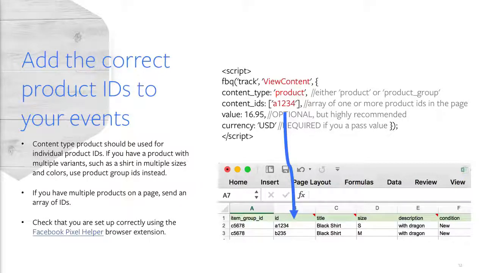And in order to check that you have all of this set up correctly, we offer a handy tool that's called the Facebook Pixel Helper. It's a Chrome extension that you install inside of your Chrome web browser, and you can use it to double check that the events on your page are set up properly and that they're matching the proper IDs inside of your product catalog.